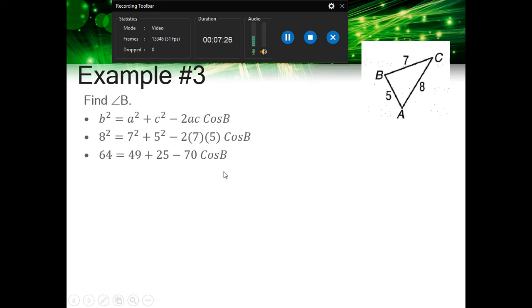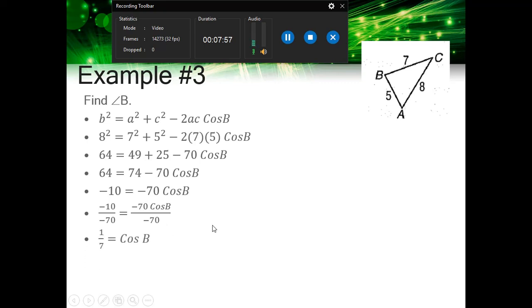When you're looking for an angle, this is a little bit trickier. So I'm going to go ahead and add 49 and 25 to get 74. What you need to realize is that negative 70 is being multiplied by cosine of B. This piece needs to stay together. So we're subtracting 74 from both sides to get negative 10. Now that this has happened, now we can divide both sides by negative 70. So they'll cancel out on the right here. And I'm going to reduce my fraction to 1/7.